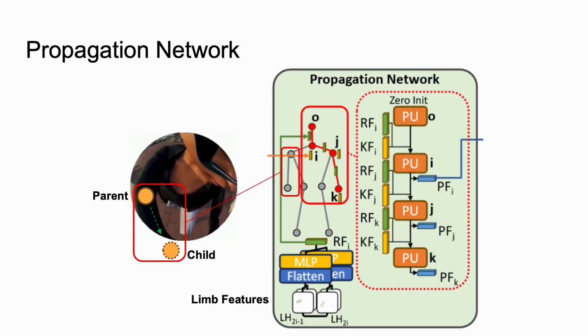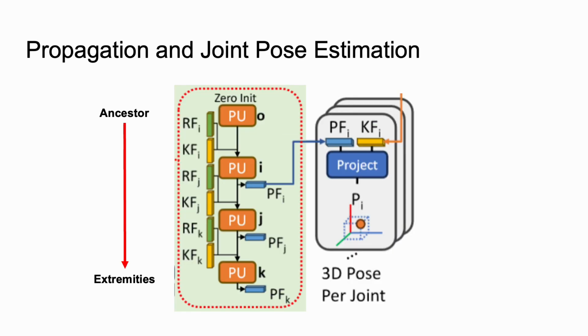In the egocentric view, parent joints are close to the cameras and have more evident visual. Parent joint features and the relational information from limb that connects to joints can be utilized to estimate the child joint pose indirectly. State from parent joint is processed with a LSTM-inspired propagation unit.